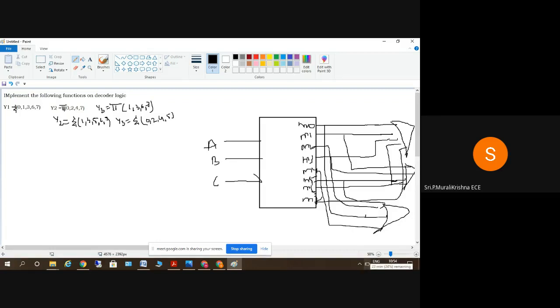Clear? Okay, this is how we have to implement functions using a decoder, whether it is a sigma kind of problem or a pi kind of problem.